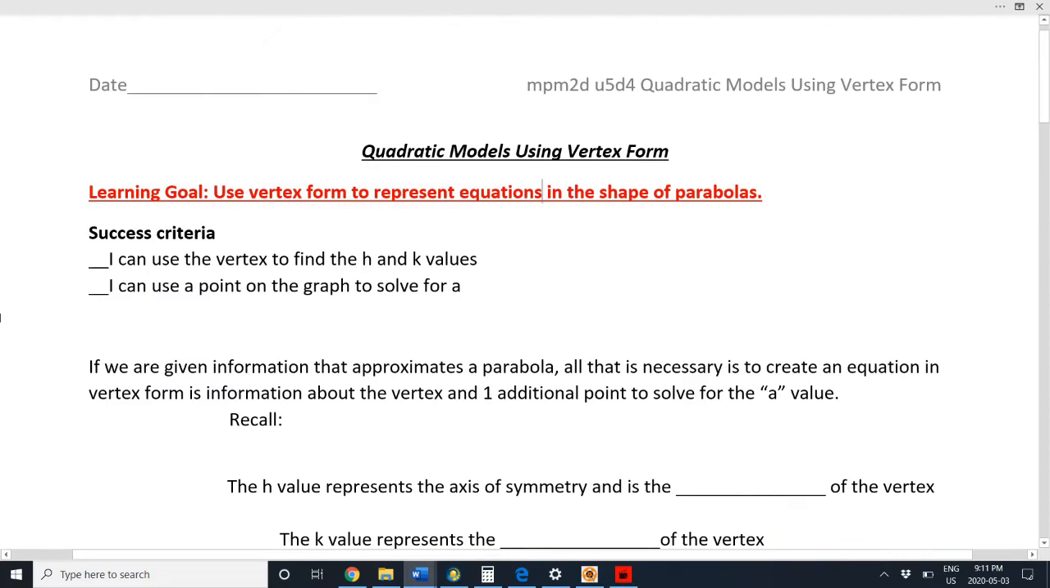Quadratic models using vertex form. Our learning goal today is to use vertex form to represent equations in the shape of parabolas. Please ensure you have the lesson printouts so you can follow along with this video.